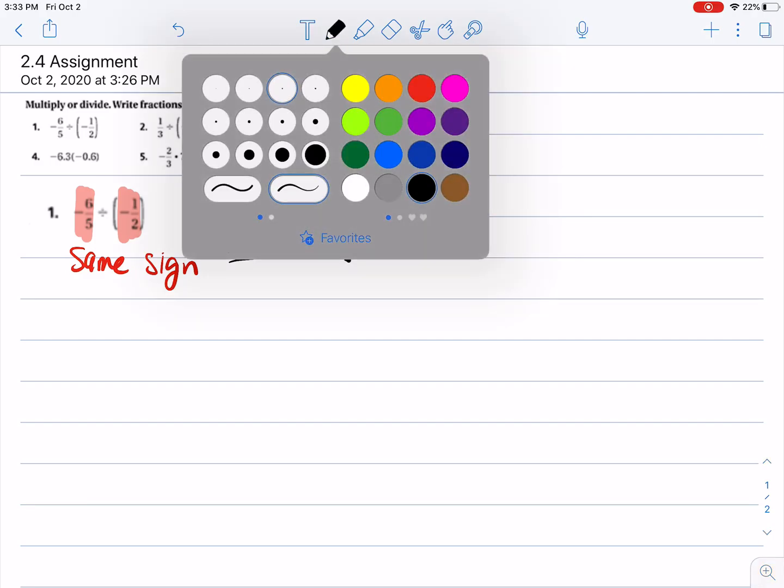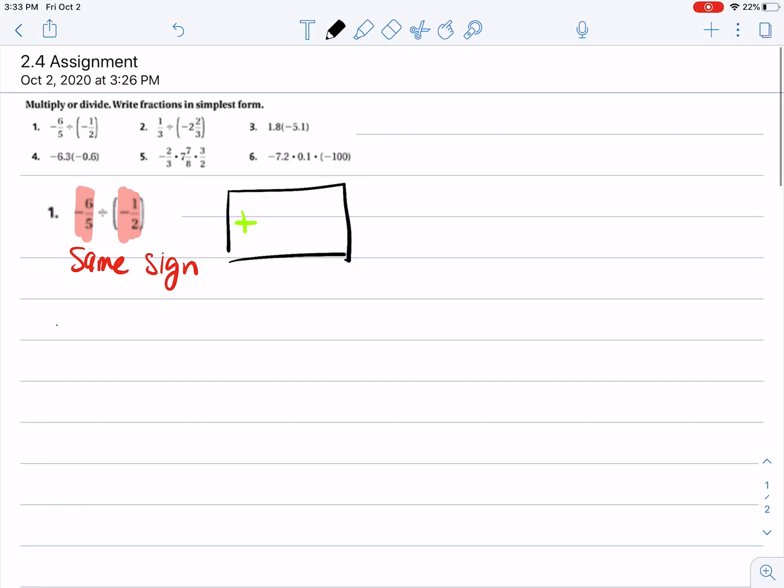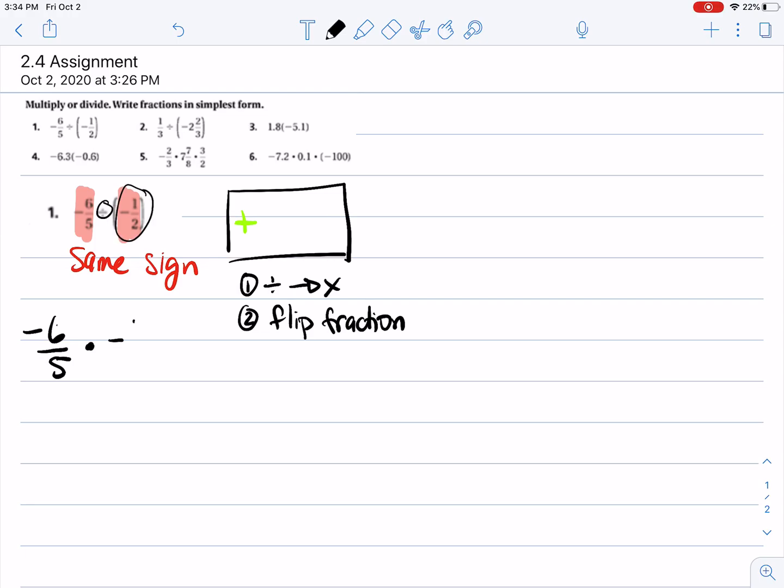All right, so when we are dividing fractions, we need to do 2 things. We need to change division into multiplication, and then we're going to multiply. Oh, actually step 2 is flip our fraction. It's called the reciprocal, but in this video I'm going to call it a flip. All right, so 6/5. We're going to change this division to multiplication, and then we're going to flip this fraction. So instead of 1/2, it's going to be 2 wholes.